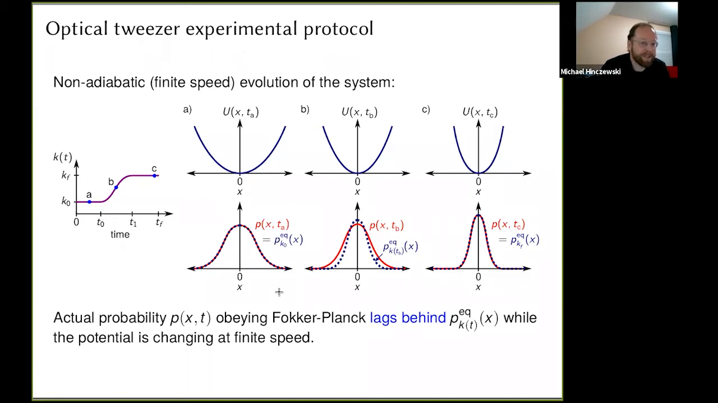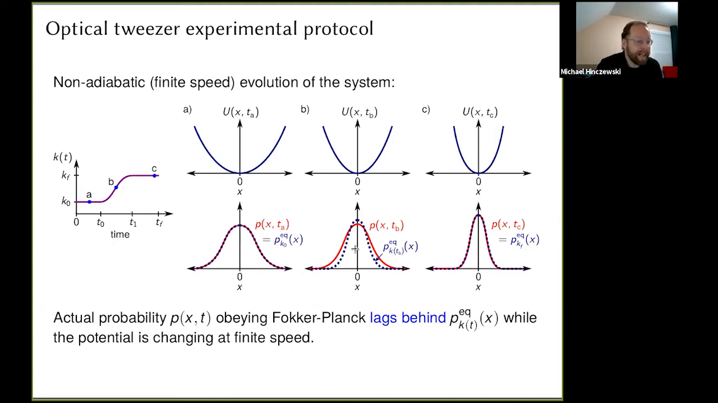Now, as you begin to increase the laser power, and so the spring constant increases, your instantaneous equilibrium distribution, so basically the P^EQ at that particular value of K corresponding to that particular time, is going to just follow the potential. So the distribution is going to become narrower, but it's going to take some time for the actual distribution to catch up, because you're basically driving the system out of equilibrium. And so there's going to be a lag between your actual distribution and your instantaneous one. Now, once you stop changing, once you get to point C and you wait long enough, of course, it'll catch up and you'll go back to equilibrium. But in between, you've essentially gone out of equilibrium.